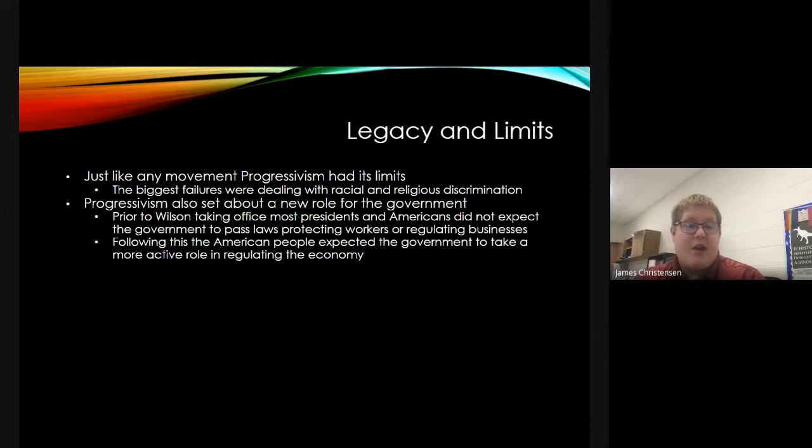Prior to Wilson taking office, most presidents and Americans did not expect the government to pass laws to protect workers or regulate business. But following Wilson's time in office, the American people expected the government to take a more active role in regulating the economy, regardless of whether or not they wanted them there. It was just the expectation.